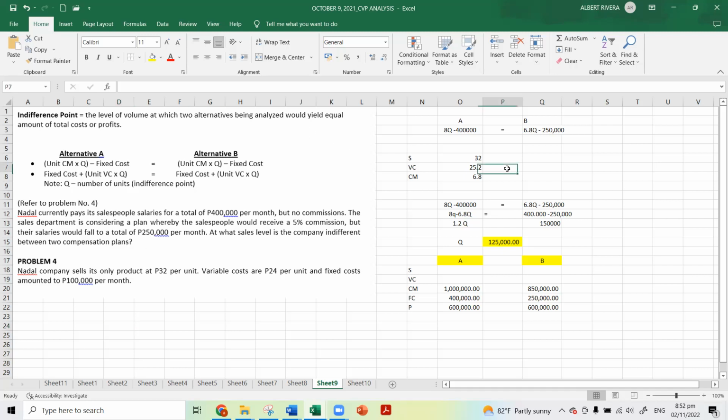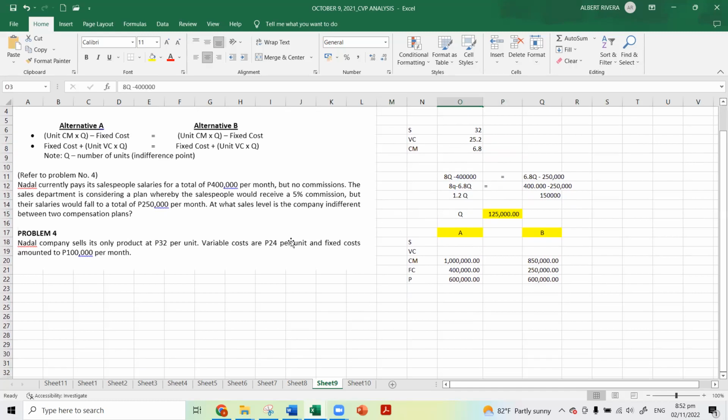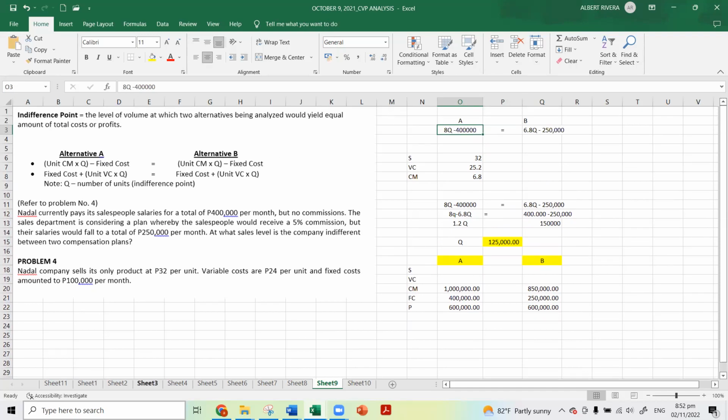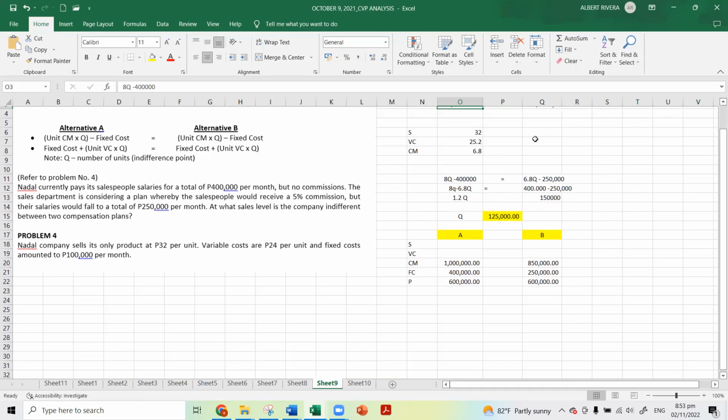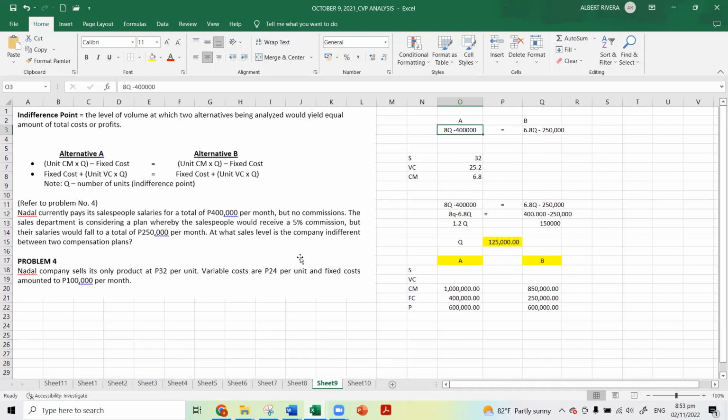So using the formula, what is the indifference point? The company sells its product at 32 per unit, and the variable cost per unit is 24, and the fixed cost is 100,000 per month. So using this formula, the unit CM here is 8. So that is 32 minus 24, that is 8, times the quantity represented by Q, minus the fixed cost. And the fixed cost here is your 400,000 in alternative A. While in alternative B, that is 5%, that is what would be your CM per unit. And that is equivalent to 6.8 Q minus the 250,000.